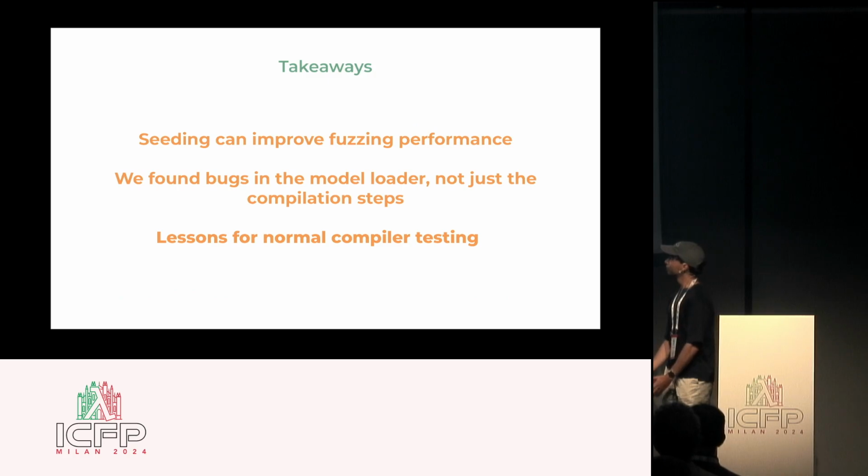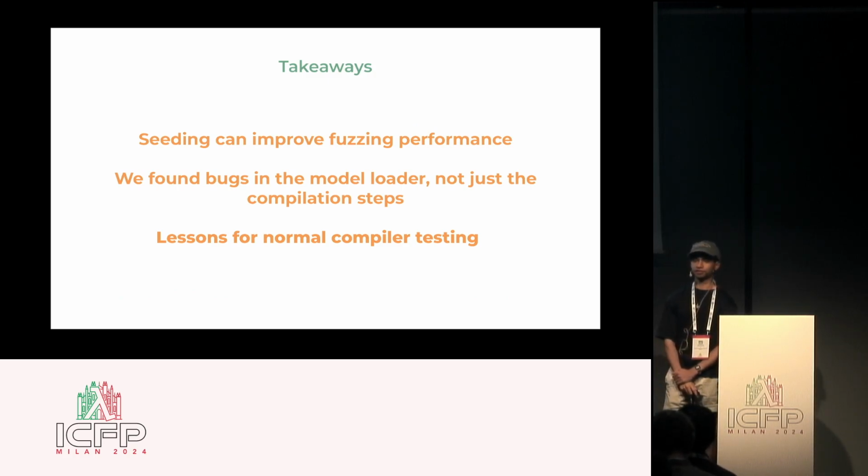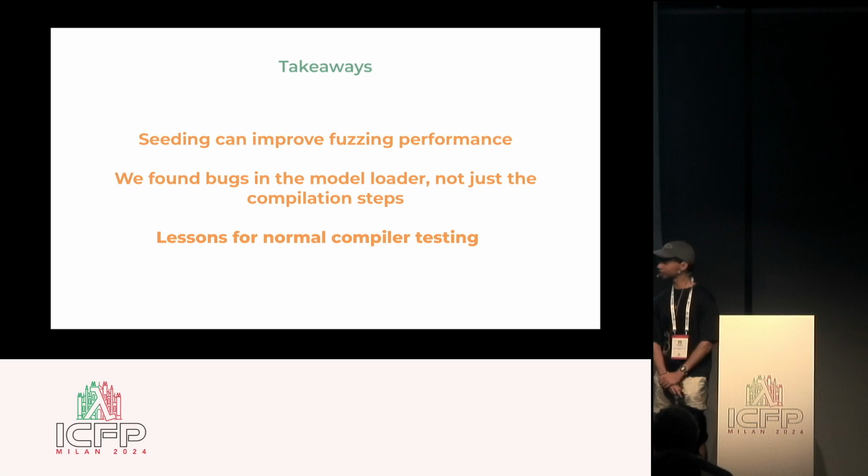Some main takeaways are that seeding, of course, can improve your fuzzing direction, both in deep learning compilers and in normal compilers. Again, we found bugs in the model loader rather than just the compiler itself, which is something that the previous 2 works didn't do. And I think there's a lot of takeaways here that we can apply when debugging normal compilers as well, not just deep learning ones.